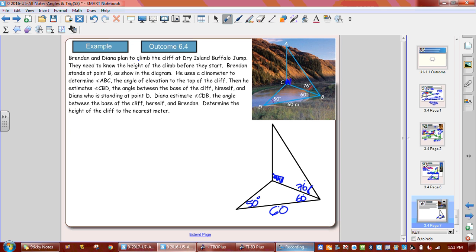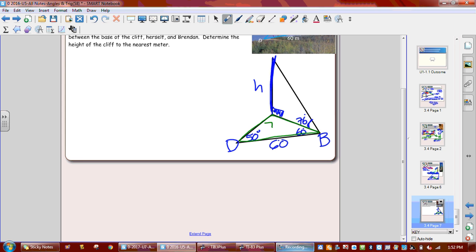We want to determine the height of the cliff. So the height of the cliff is right here, H. That's what we're trying to figure out. We've got Brendan, who's standing right here, and Diana, who's standing right here. They're both going to walk to the base of the cliff, and then they're going to go up. But we need to know how tall the cliff is. We've got a triangle at the bottom, and all three angles add up to 180. So this guy's got to be 70 degrees.